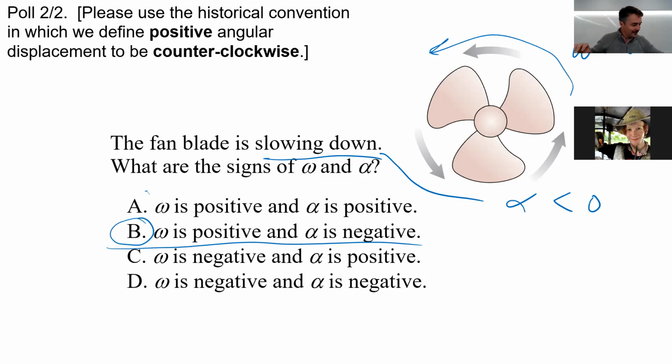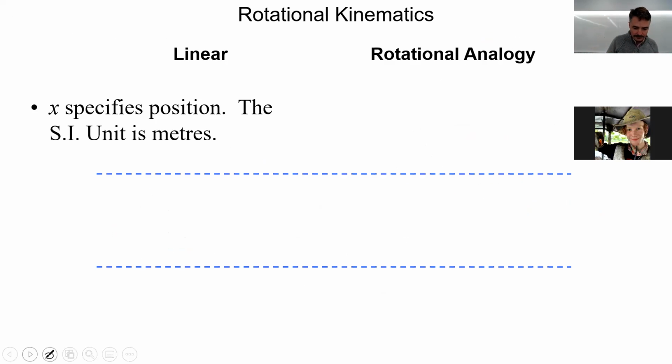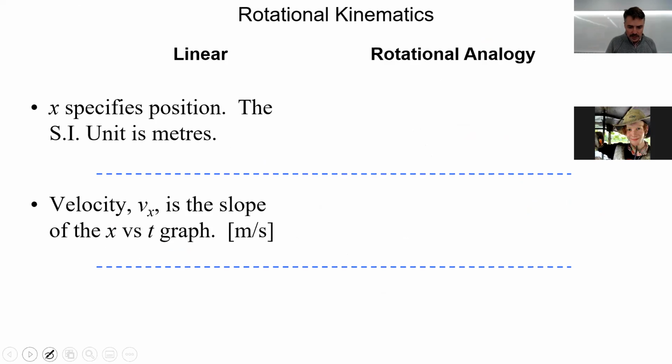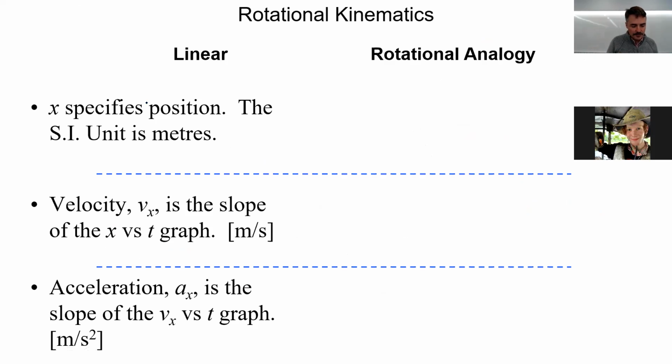Oh yeah, there's a really good point there. So let me quickly look at this. Atang had a good question there. So this is sort of an analogy. We had in linear space, we had x specifies the position, unit is meters. Velocity is the slope of the x versus t graph, meters per second. And acceleration, a, is the slope of the v versus t graph, meters per second squared.